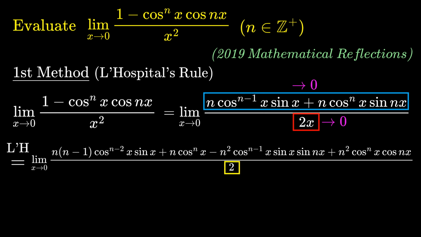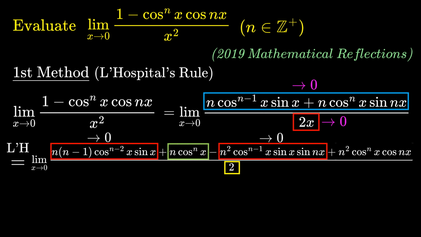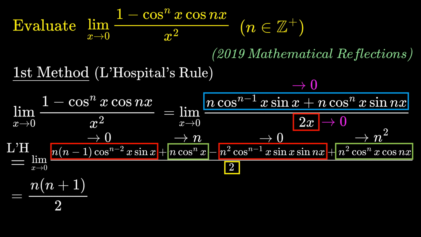When x tends to 0, the first and the third term in the numerator tend to 0. And the other two terms tend to n and n squared. Therefore, we are left with n times (n + 1) over 2. And this is our answer for the limit.